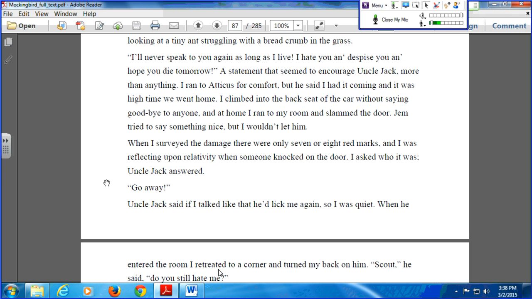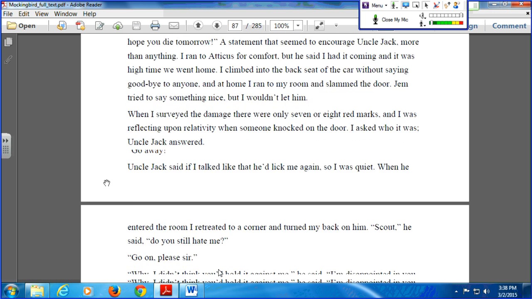When I surveyed the real damage, there were only seven or eight red marks, and I was reflecting upon the sense of relativity when someone knocked on the door. I asked who it was. Uncle Jack answered. Go away. Uncle Jack said if I wanted to talk to that, he'd lick me again, so I was quiet. When I entered the room, I retreated to a corner and turned my back to him.